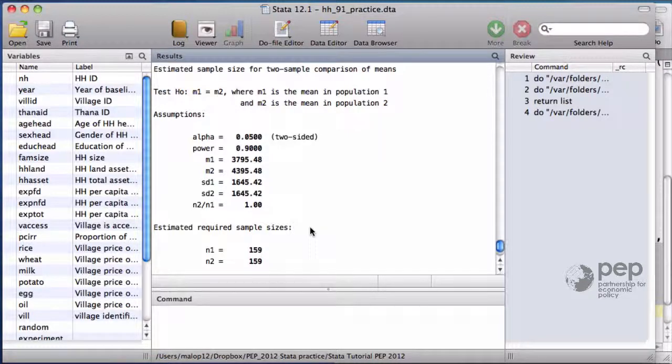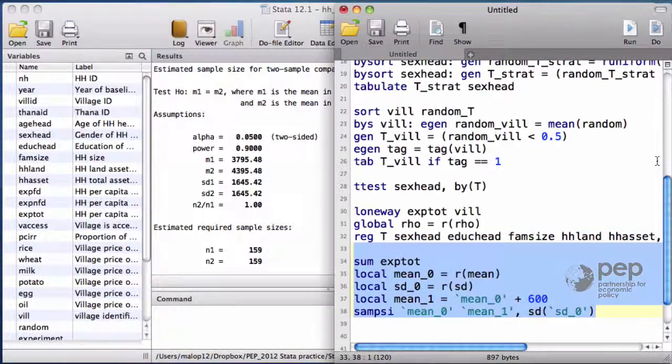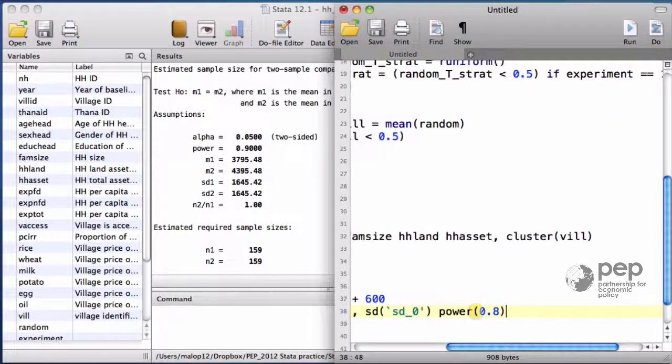But there is a trade-off. The higher the power of an evaluation, the larger the required sample size. I would say that a reasonable power for an evaluation is 80%. So let me add the option power to our command to adjust it to 0.8, 80%.